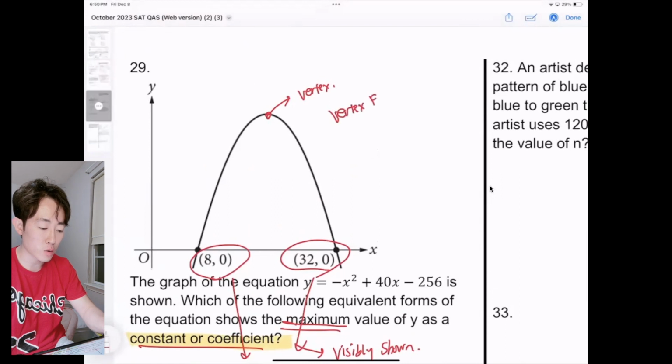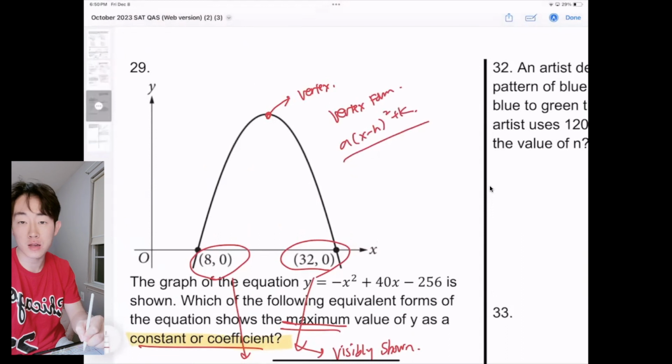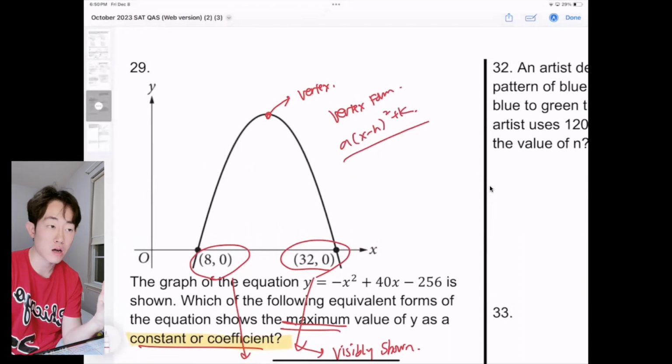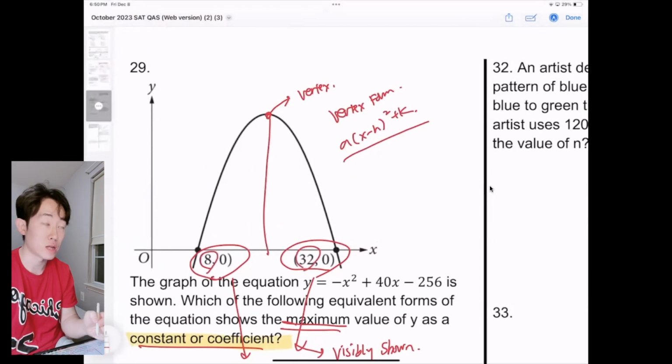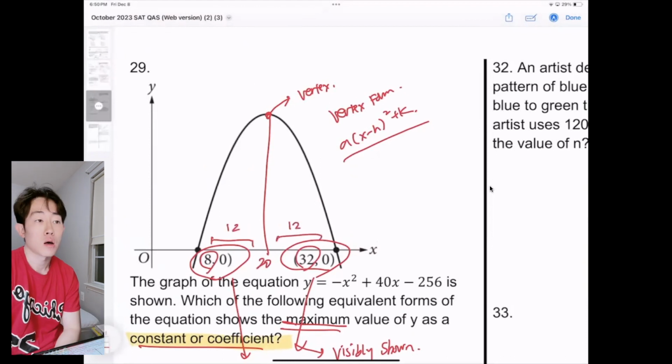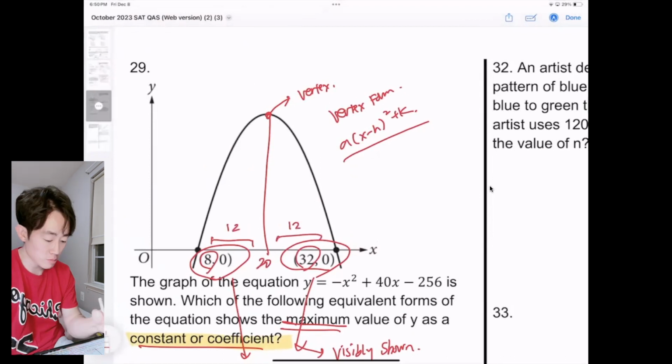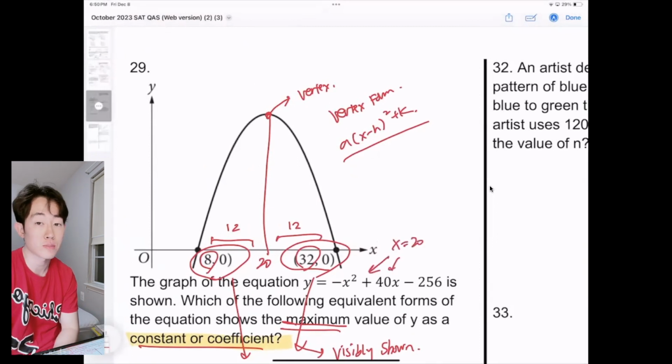Better remember the vertex form then. a(x minus h) squared plus k. Do I even know what a vertex is? Yes, I can spend the next 5 minutes talking about it and then just, well, 1 minute figuring it out. It's halfway between 8 and 32, so that should be 20 because that moves 12 this way, 12 that way. Okay, so your x value is 20. You plug in x as 20 into your equation. That's a lot of work to do, so I'm not going to do that.